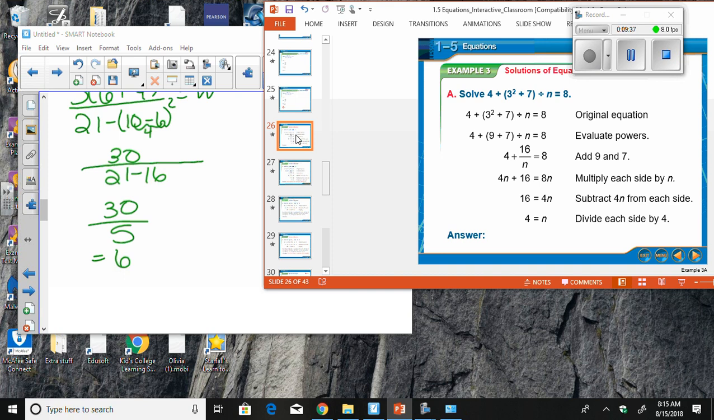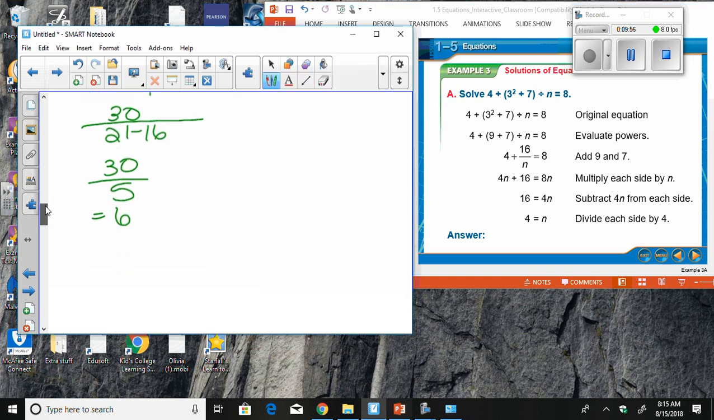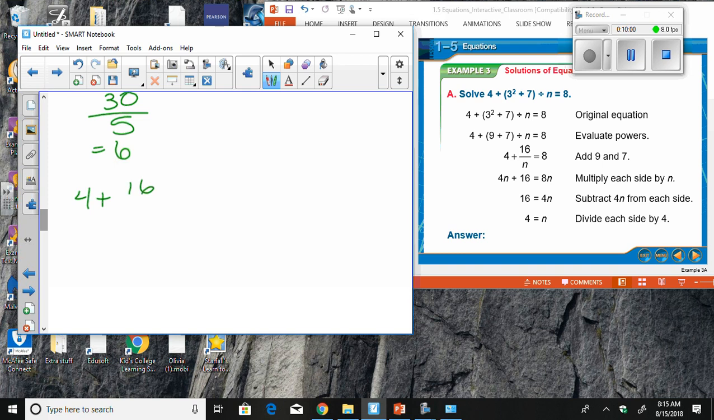Solve. All right, so again, we start off with the original equation. We had to do exponents, then parentheses, and they rewrote it. Well, 9 plus 7 is 16, so they just put it in fraction form so that we can see what's going on here. So here's an interesting thing that they did, just to make sure you know. So this is 4 plus 16 over n equals 8.